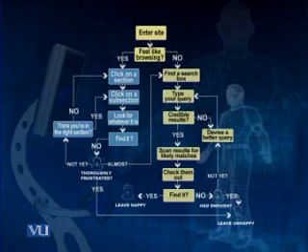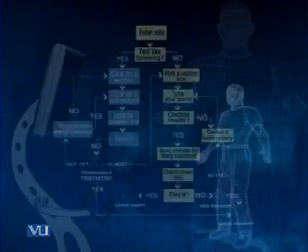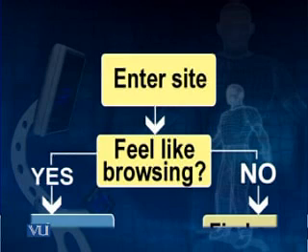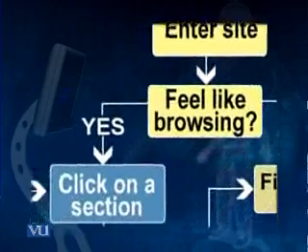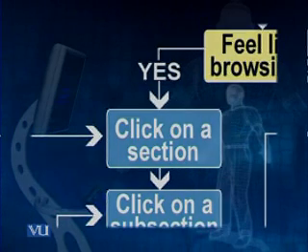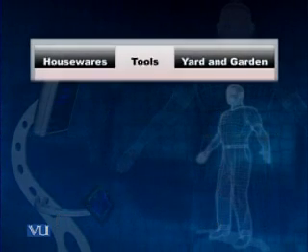तो अभी स्क्रीन के ऊपर आपको एक डायग्राम नजर आ रहा है. तो प्रोसेस कुछ यूं होगा. You will enter a website. सबसे पहले एक सवाल पैदा होगा, do you feel like browsing or searching? So if the answer is yes, you want to browse, you will click on a section. In this case, the section was tools.